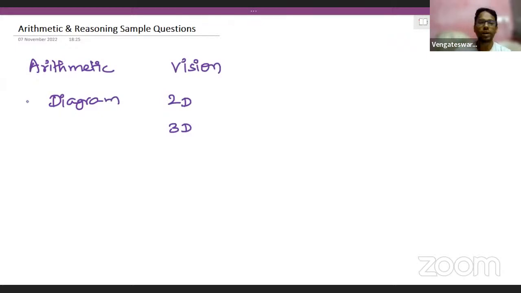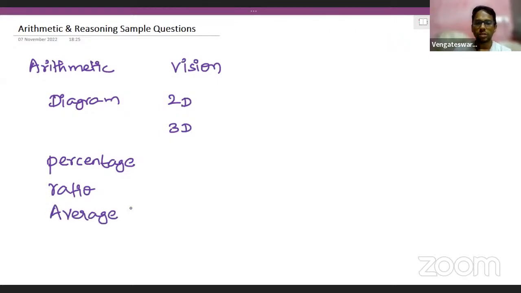That's it. Now, for example, you will get questions based on percentage. You must have seen percentage, is it or not? You will have questions based on ratios. You will see average. So these are some main or fundamental areas under which you will get your arithmetic questions.